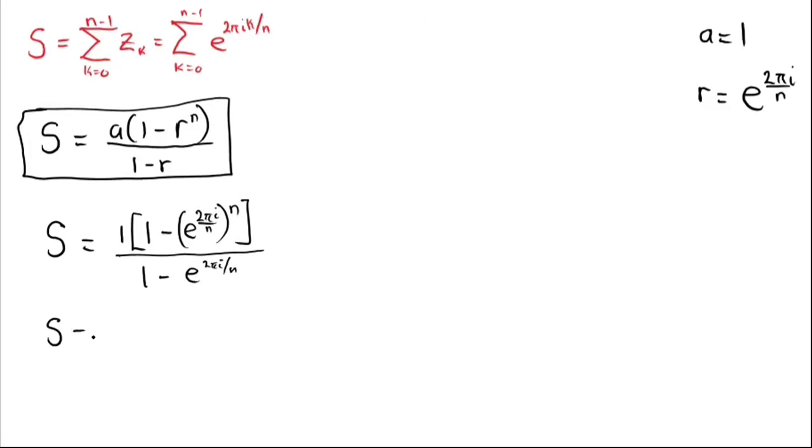So S is equal to, in the numerator there, we can say open bracket 1 minus. So what will happen is that this n here and that n cancel out. If that happens, then the only thing we'll remain with will be e to the power 2 pi i, like that. This is over 1 minus e to the power 2 pi i over n.